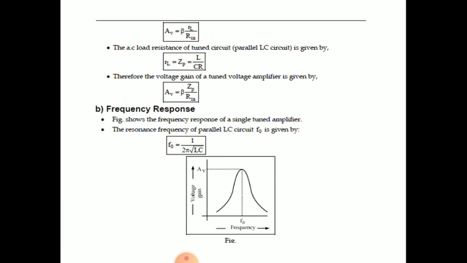And we have seen the frequency response curve of a typical tuned circuit, where we get the maximum gain at f0, that is the resonant frequency, and the gain will decrease either to the left side or right side, that is above f0 or below f0. And f0 is calculated with the formula 1 by 2 pi root LC.